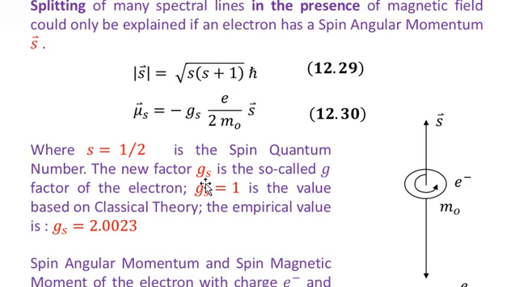The new factor gs you can see in equation number 30 is the so-called g factor of the electron. Similar to the orbital case, its initial value may be assumed to be gs equal to 1, which is the value based on classical theory. But the empirical value measured from the spectroscopic data is gs equal to 2.0023, whereas its classical value is gs equal to 1.